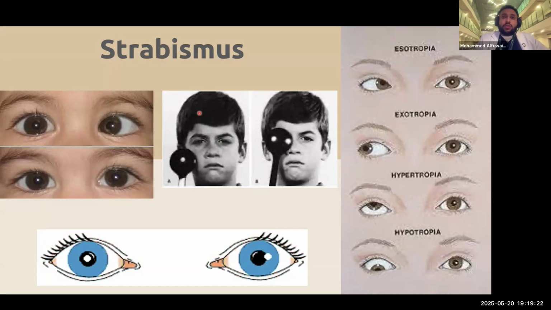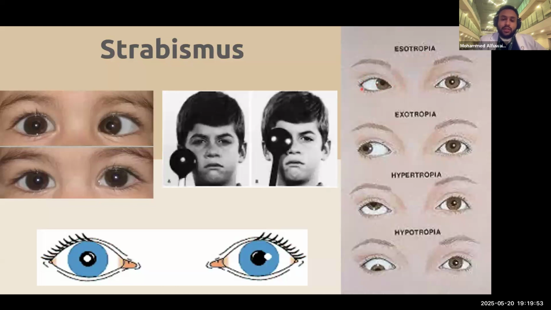So what are the types of strabismus that we have? We have 4, and it depends on where the defective eye is looking. So we'll have esotropia, exotropia, hypertropia, hypotropia. Let's go over it one by one. Eso is inside. Exo is outside. So esotropia, if you look at it, the eye is looking inside.